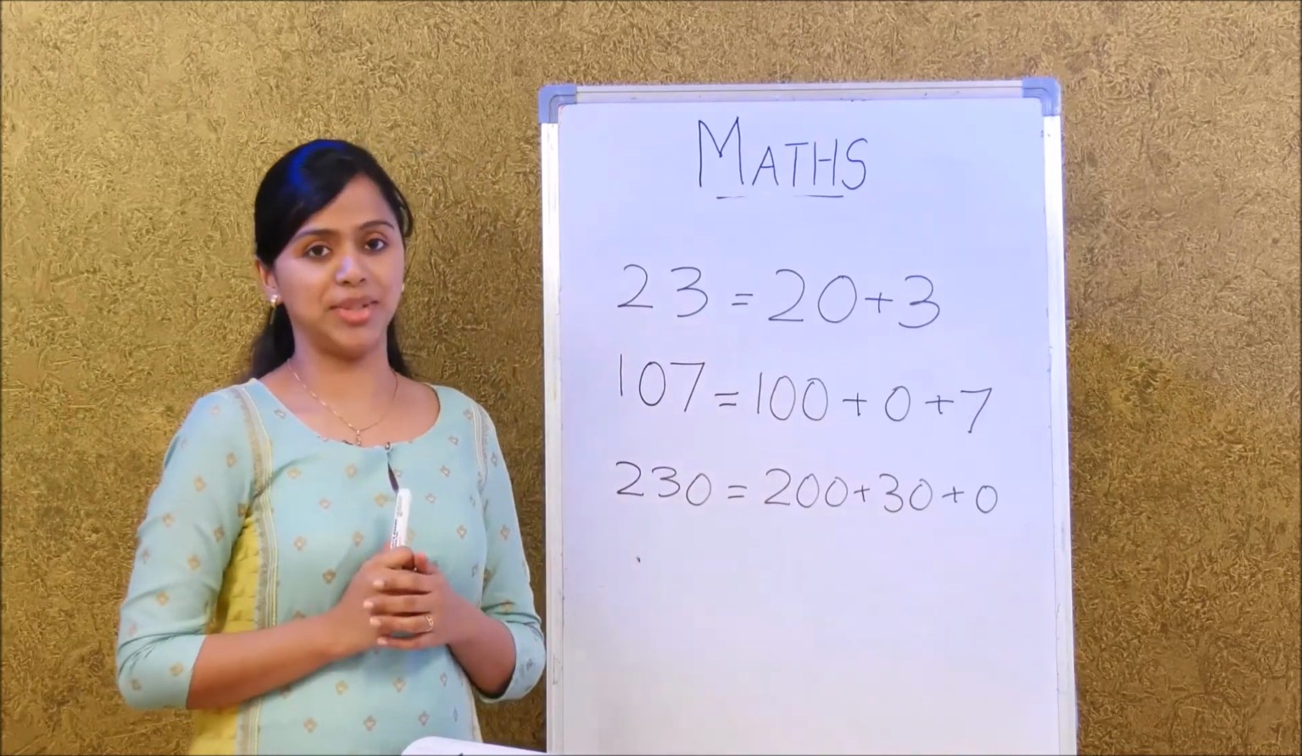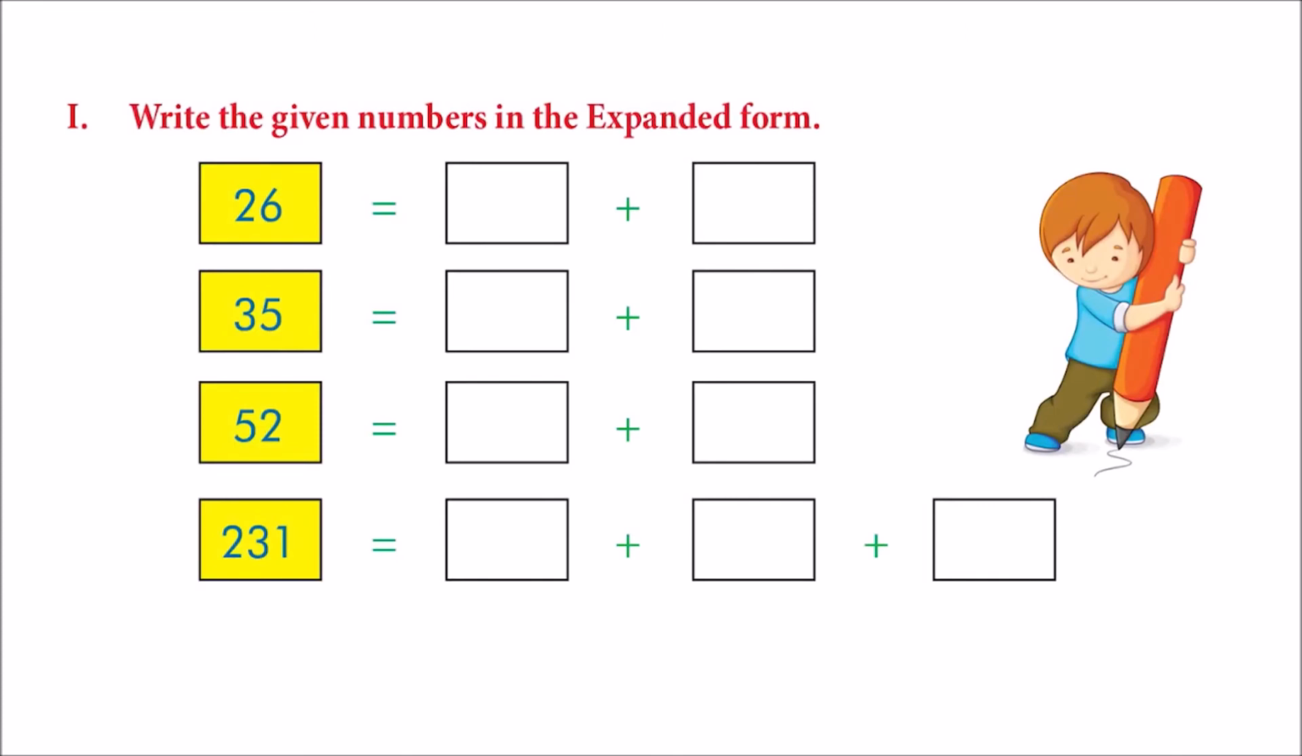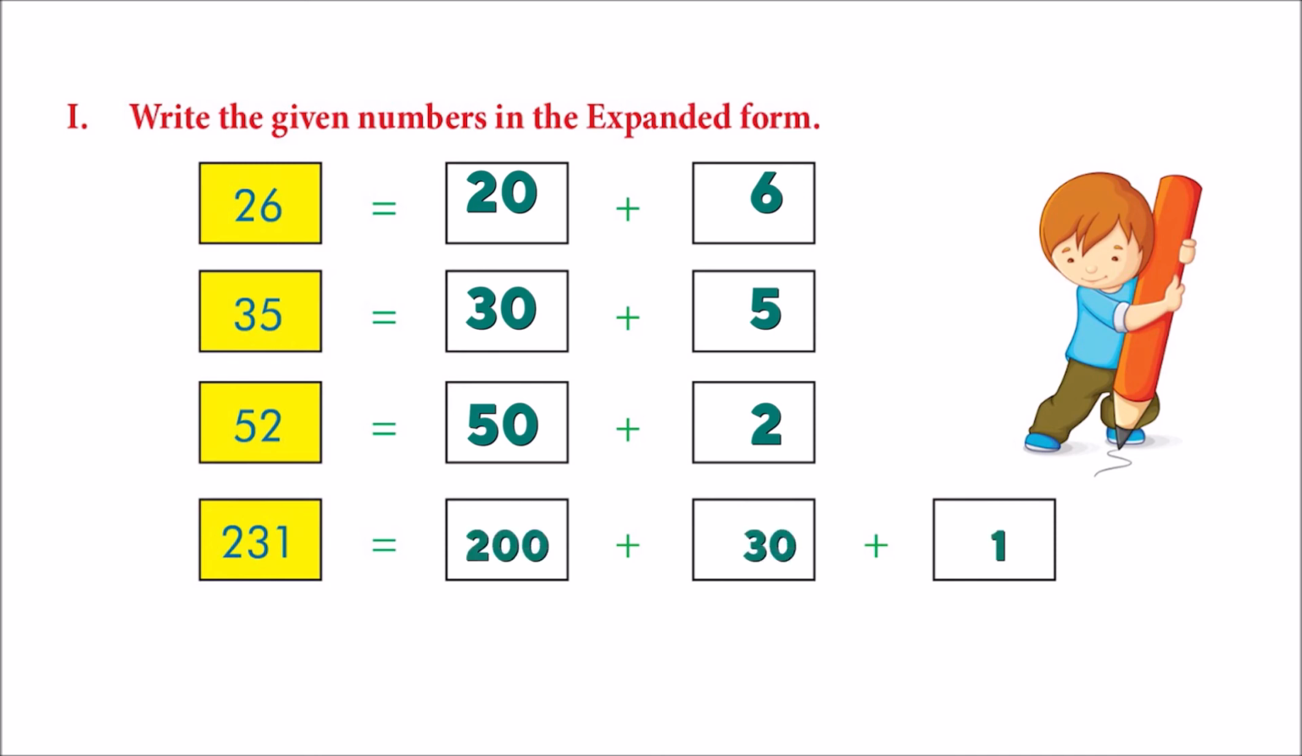Now let's go into the activity that's given in our book. In page number 62, the first one is 26. So 20 plus 6 is 26. That is the expanded form. Now the next one. Can you tell me what is the expanded form of 35? 30 plus 5. Very good. Let's try another one. 52. 50 plus 2 becomes 52. And then 231. How do we write the expanded form for that? 200 plus 30 plus 1 is the expanded form for 231.